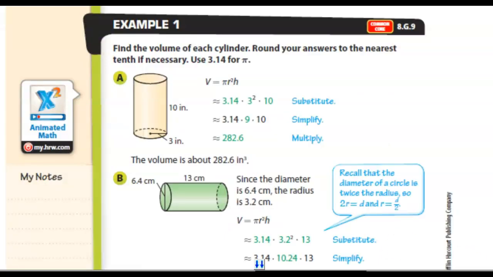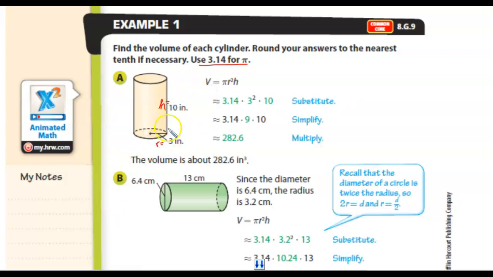Alright, so let's go ahead and see what they did here for example 1a. They want us to find the volume of each cylinder and round the answers to the nearest tenth if necessary. And they're wanting us to use 3.14 for pi. So I have this cylinder, and it has a base that has a radius of 3, and the height of the cylinder is 10 inches. So I'm going to label these. This is my height, and this is my radius.